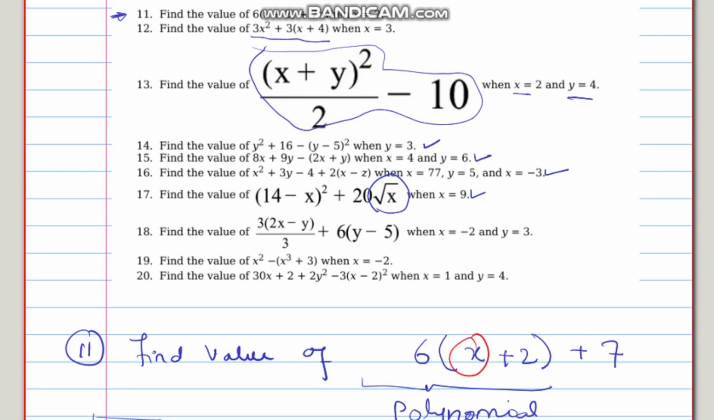In today's class, we started from question number 11, and till question number 20 we have done this, okay? For questions 19 and 20, I think these are very simple questions. You will just replace the x and y and you will get the answer. Basically the main concept behind these questions is the PEMDAS rules. What is the main thing behind this question?